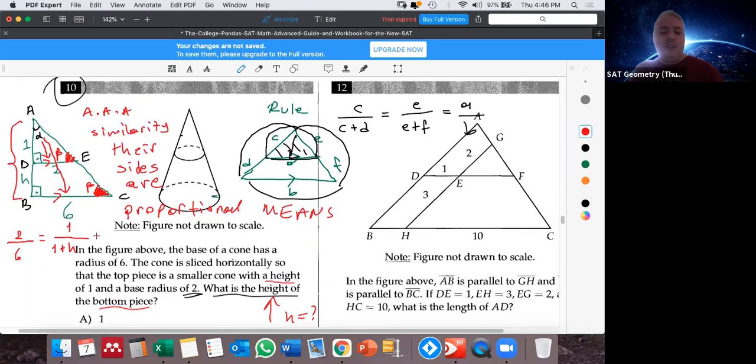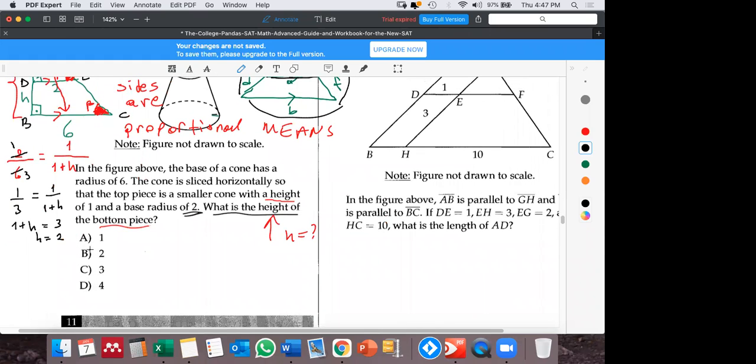So no need to continue. I may continue, but this is enough for me. Just make the cross product. But before the cross product, isn't it logical? 2 is divided by 2, 1. 6 is divided by 2, 3. So 1 over 3 is equal to 1 over 1 plus h. So cross product, 1 plus h is equal to 3. So h equals 3 minus 1, which is 2. Is it okay or not? Yes. Thank you, sir. Welcome.